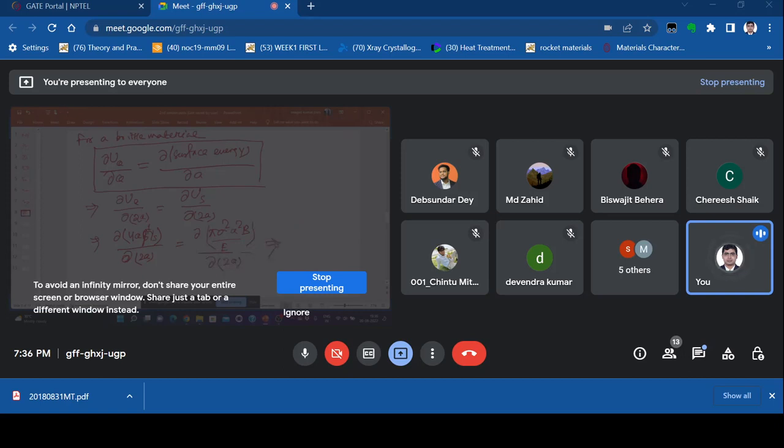Now just differentiate this and you will get the fracture strength, that is 2Eγs by πa. So this is our final expression. Is it clear till now? Or anything you want to clarify?